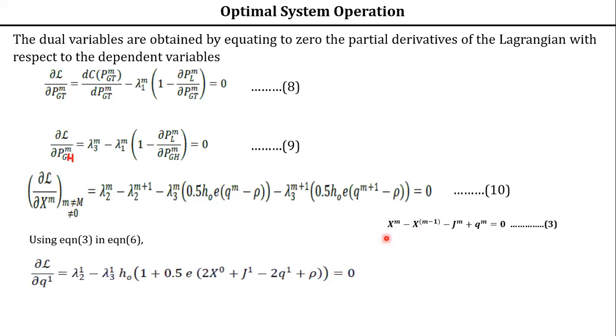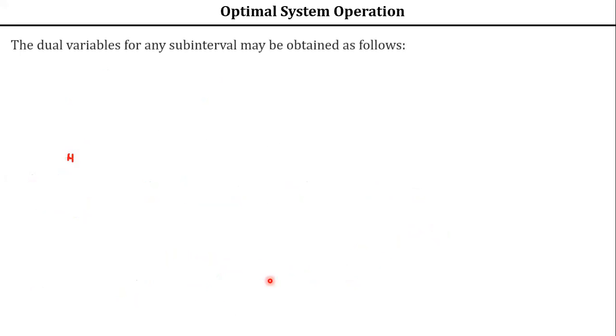So I'm giving the hint here. Substitute, use equation 3 in 6, take the partial derivative with respect to Q1, that is the dependent variable. Then you are going to get this equation. Call this equation 11. Okay. Let me clear this one.